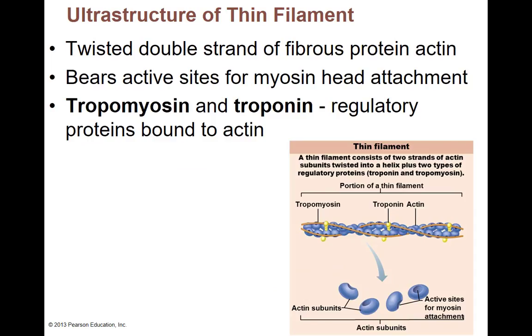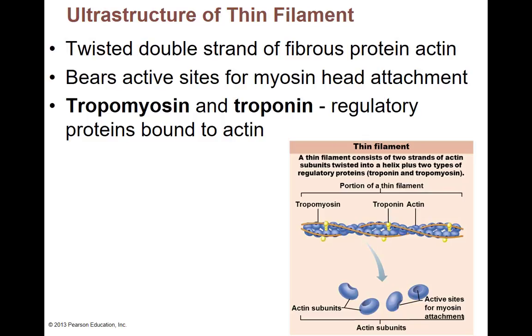I got one more slide. The thin filament is also a double twisted strand. I always think they look like tiny little blueberry chains just twisted around. This is the thin filament. It's made of actin. That's all of the blueberry things. It has little darker spots on it. Those darker spots are active sites. So each one of these is an active site.